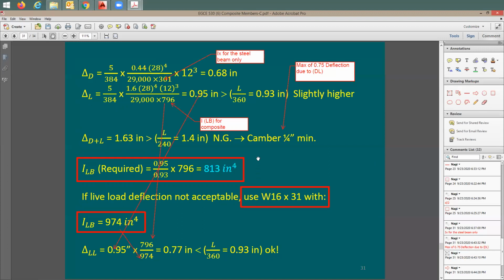Sir, just a quick question. From where did we get this 360? L divided by 360 and L divided by 240. Are they checks or something? This is code, and this one, we went through it already, I guess, in the steel beam design.